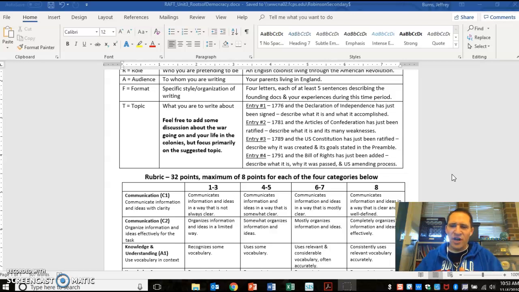So that's what you're going to do in your 4 entries. You're not going to start an entry until the class that we learn about that topic. So you can only go ahead a certain point. There will be times to work on this in class and after, and I'll explain that in a minute.